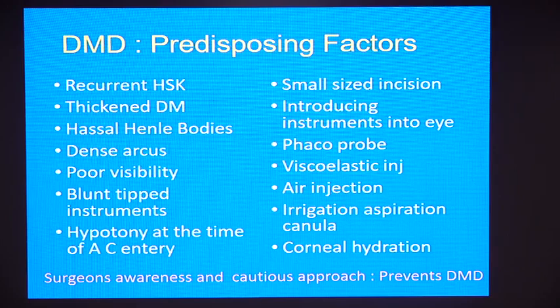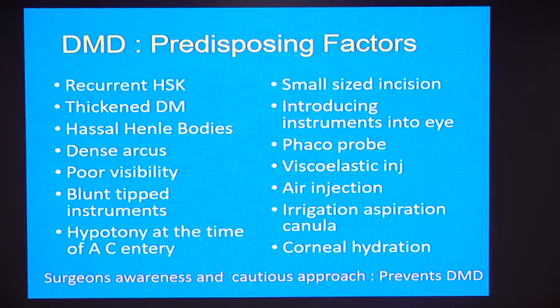If you are using blunt-tipped instruments, you are going to have it. Hypotony at the time of entry into the anterior chamber, small-sized incision. Here, I would just like to caution the beginners that your incision size should be adequate, and make the inner lip of the incision, or inner part of the incision, slightly wider. And when you are introducing any instrument like the phaco tip, make the direction a little downwards.